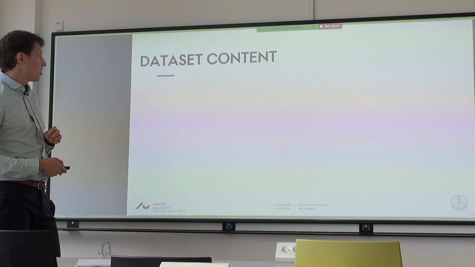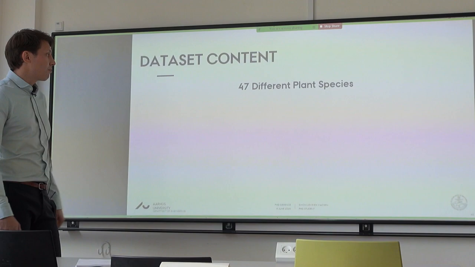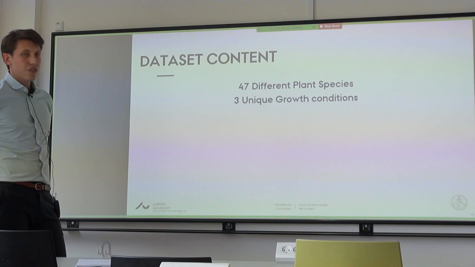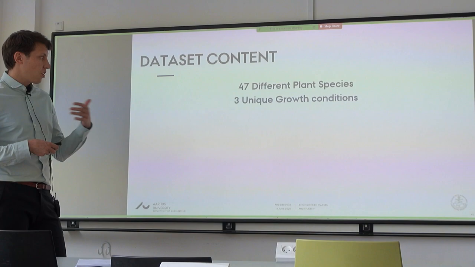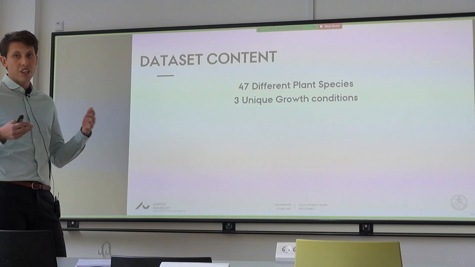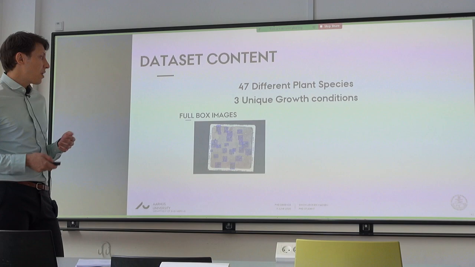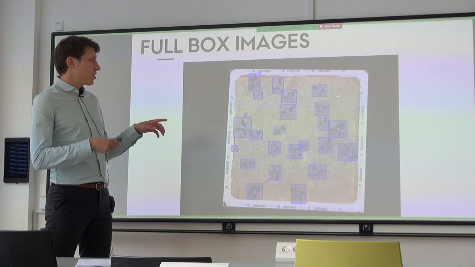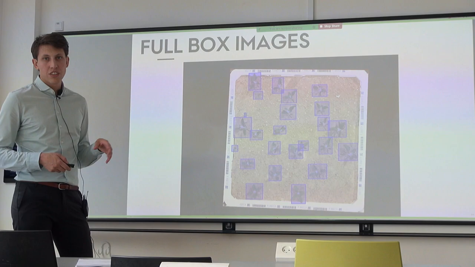To summarize the final content of this dataset, it currently consists of 47 different plant species that were all cultivated using three different growth conditions in order to induce a high degree of variability within each of the species. The dataset consists of two primary parts: full box images, that is images of these growth boxes with the bounding box annotations for each of the individual plant instances in the image.